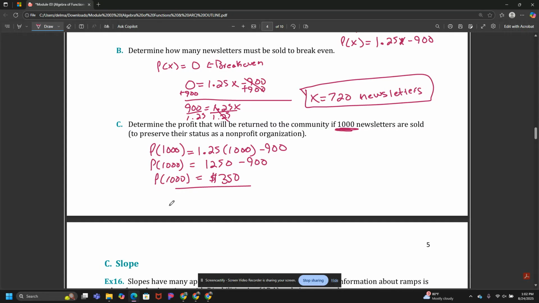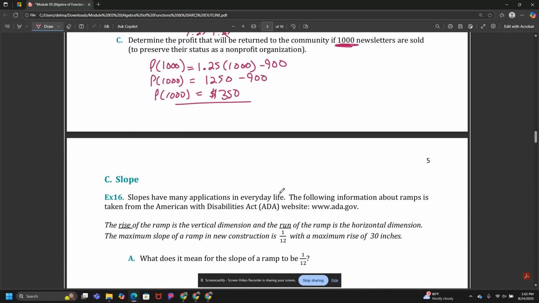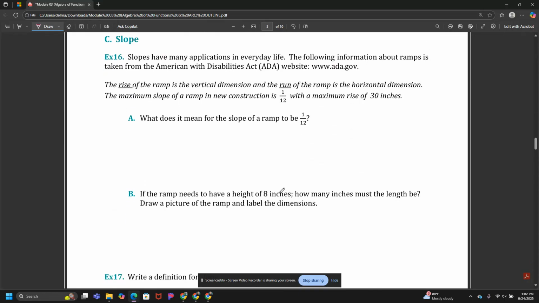Alright, so now we'll move into slope. Slopes have many applications in everyday life. The following information about ramps is taken from the American with Disabilities Act ADA website. The rise of the ramp is the vertical dimension and the run of the ramp is the horizontal dimension. The maximum slope of a ramp in new construction is 1/12 with a maximum rise of 30 inches.